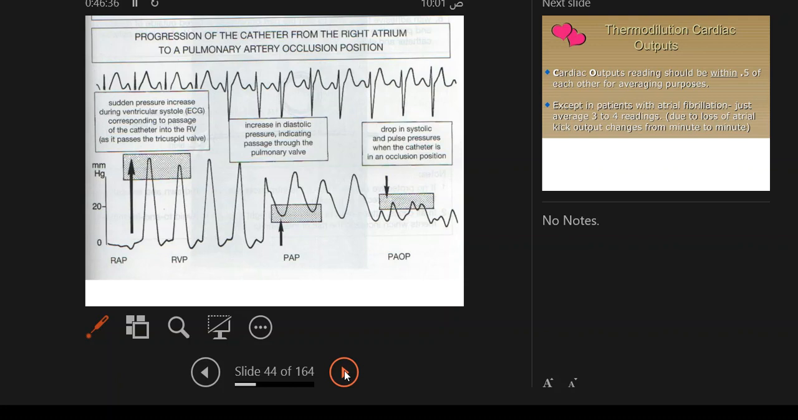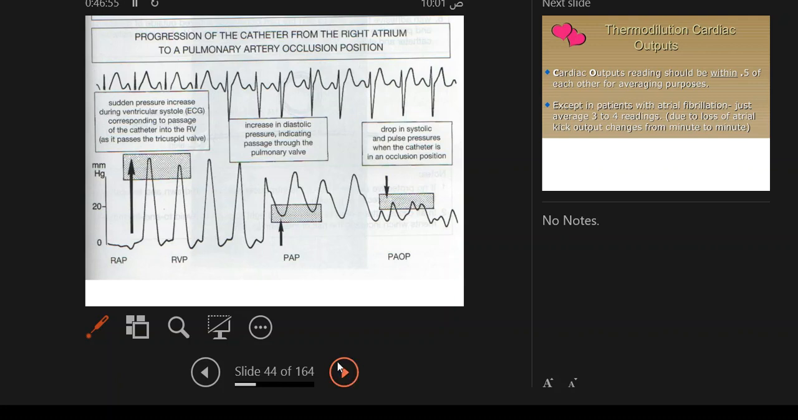So it's a good way to know what you're dealing with and how to treat, what kind of drugs to give and so on. You might just need to give fluids. A patient may be hypovolemic and need blood or fluids. Okay?